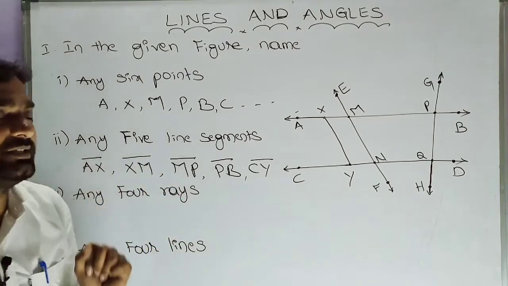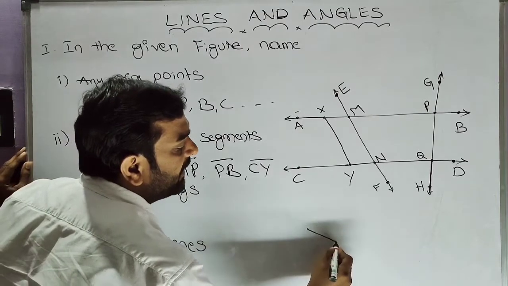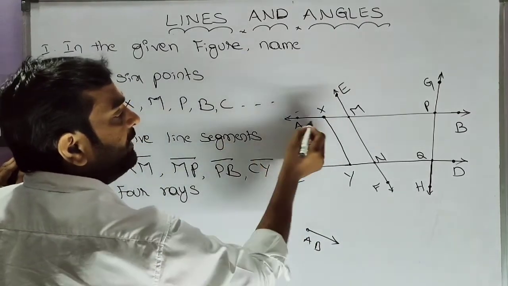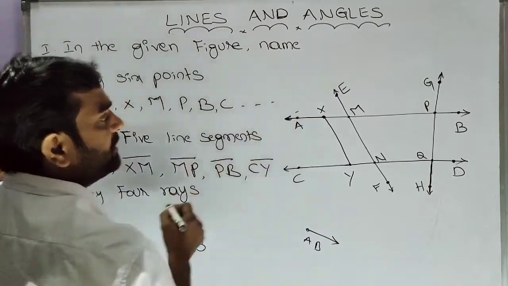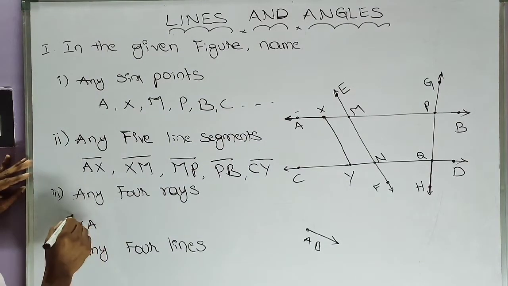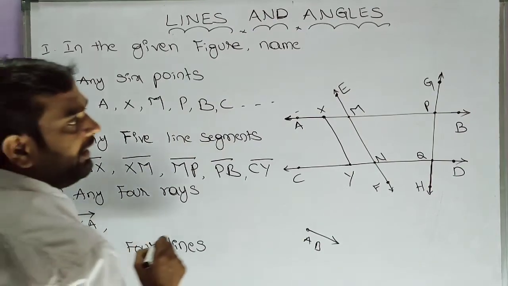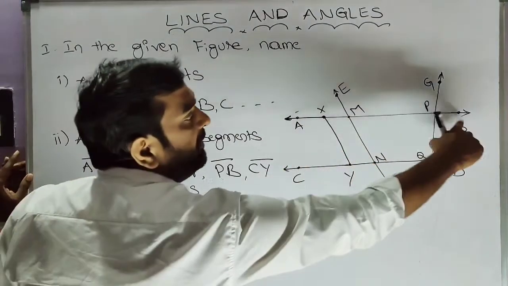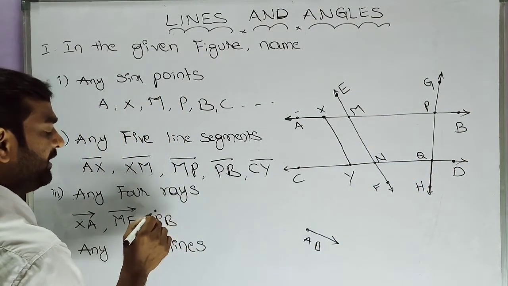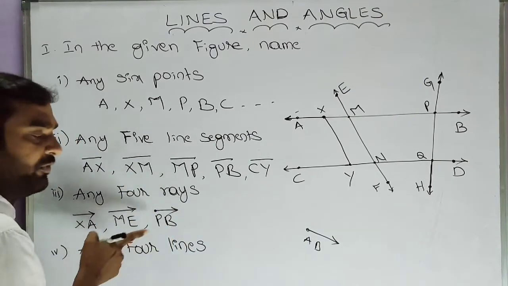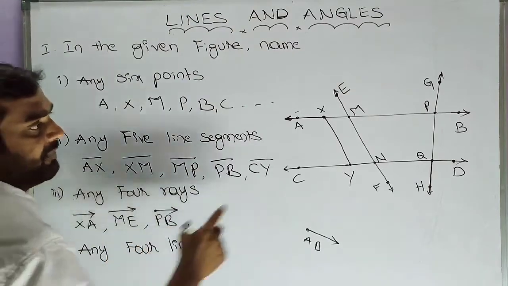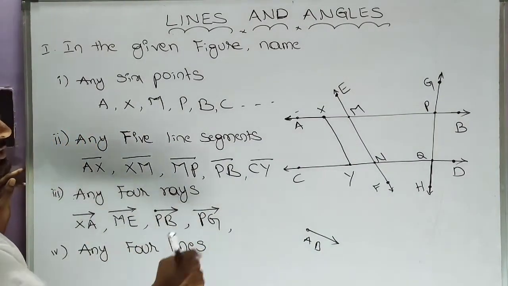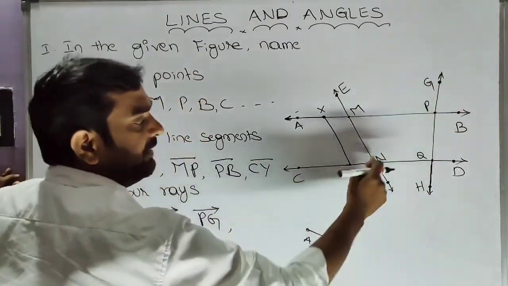And any 4 rays. Yesterday in the previous class I told you how a ray is denoted. For example, AB ray can be denoted like this. Here, listen, it has an endpoint, and the line moves endlessly in this direction, so it can be written as XA ray. And MP ray, and PB ray. Here it starts at P, the endpoint is P, and moves towards B. PB ray, and PG ray. We need any four. Enough. YC ray, QD ray, NF ray. We can write like this.